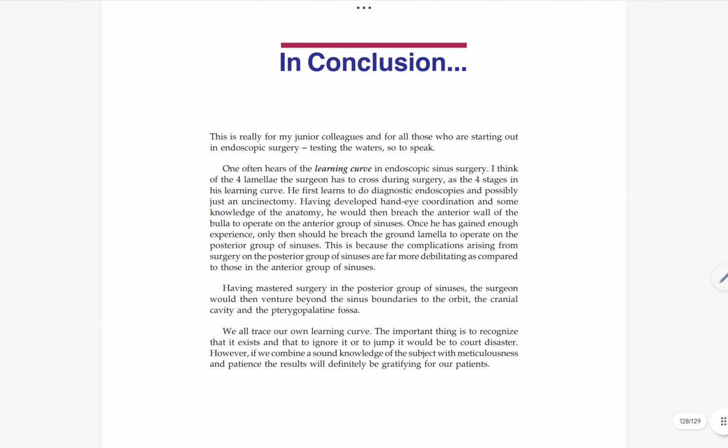In conclusion, this is really for my junior colleagues and for all those who are starting out in endoscopic surgery, testing the waters, so to speak. One often hears of the learning curve in endoscopic sinus surgery. I think of the four lamellae the surgeon has to cross during surgery as the four stages in his learning curve. He first learns to do diagnostic endoscopies and possibly just an uncinectomy.